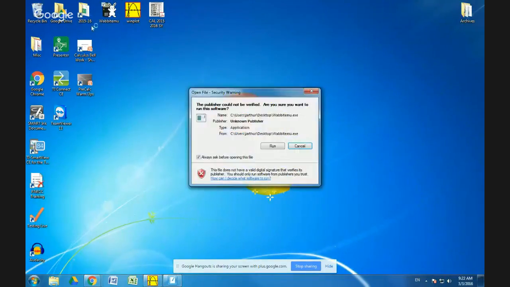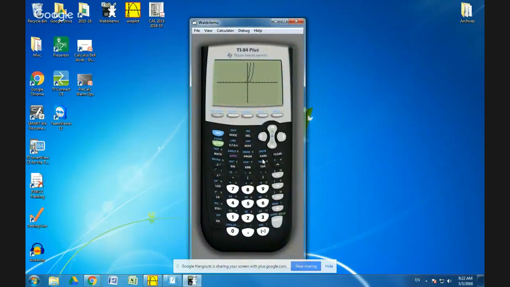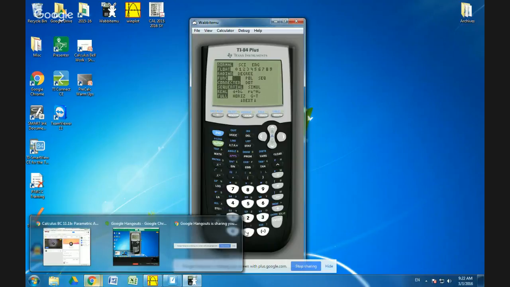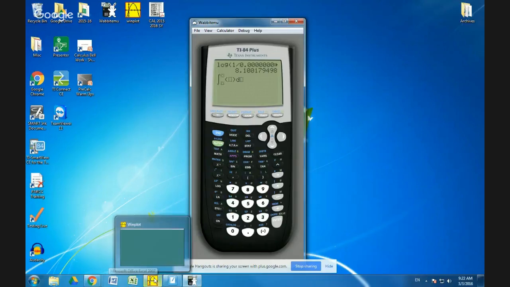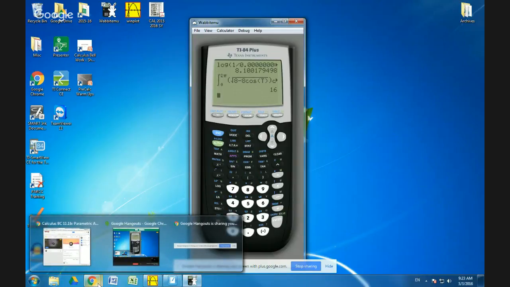Change your mode. Change to parametric mode. And then you do the same math 9, 0 to 2 pi, put your function in. Let's see if we can get what you want. Square root of 8 minus 8 cosine t. Bam! Yep. We win. So it's as simple as changing to parametric mode. It really is.